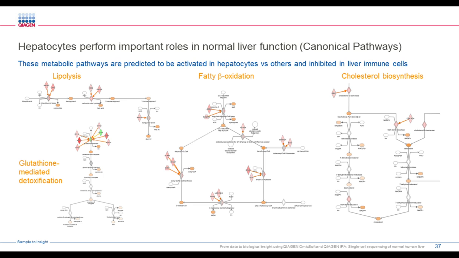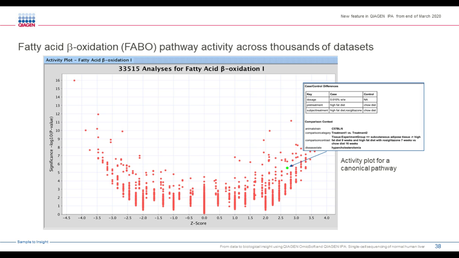I show you here four canonical pathways that are predicted to be activated: lipolysis, fatty acid beta oxidation, cholesterol biosynthesis, glutathione methylation, detoxification. And we know the hepatocytes perform important roles in the normal liver. And these metabolic pathways are all predicted to be activated in hepatocytes versus others. And they are inhibited in the human liver.